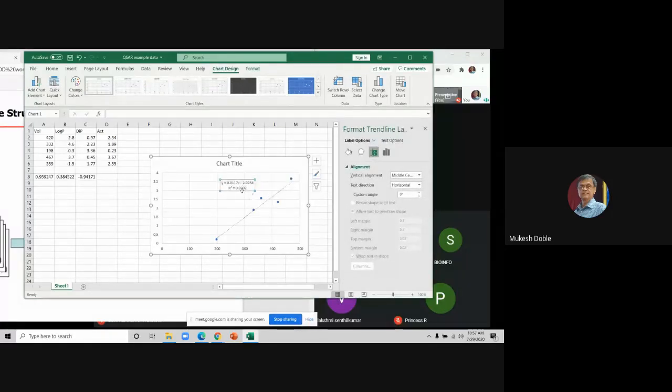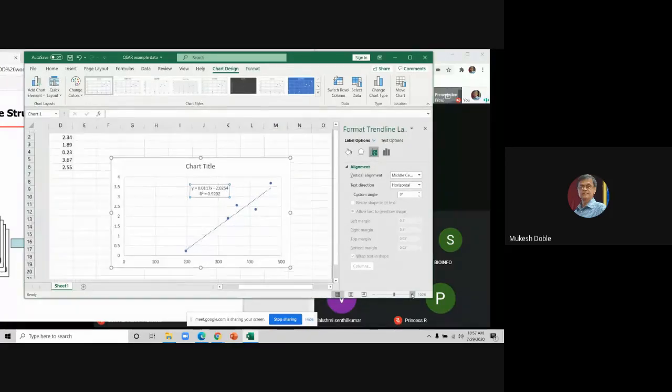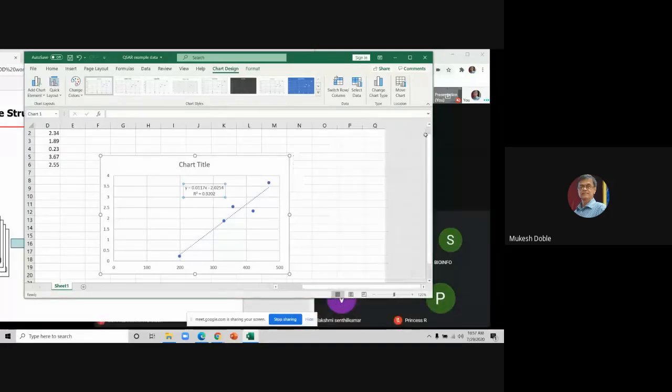This is the equation, y equal to 0.0117x minus 2.027. I hope you can all see this. So as the volume increases on the x-axis, the activity also increases. And the fit is also very good.